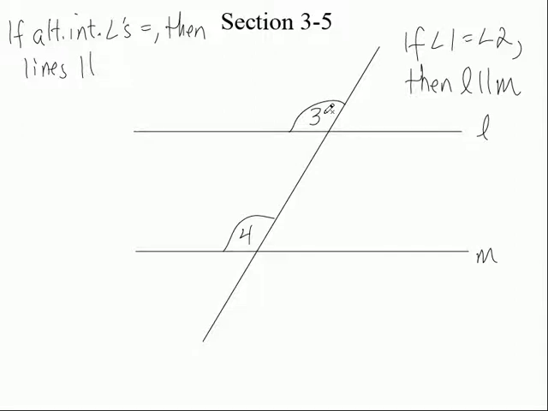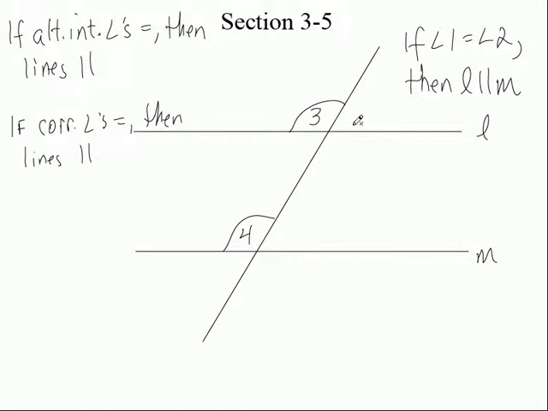Look at this. If angle 3 and 4 were equal to each other, what are angles 3 and 4? They're corresponding. So what do you think another thing would be? If the corresponding angles are equal, then the lines are parallel.